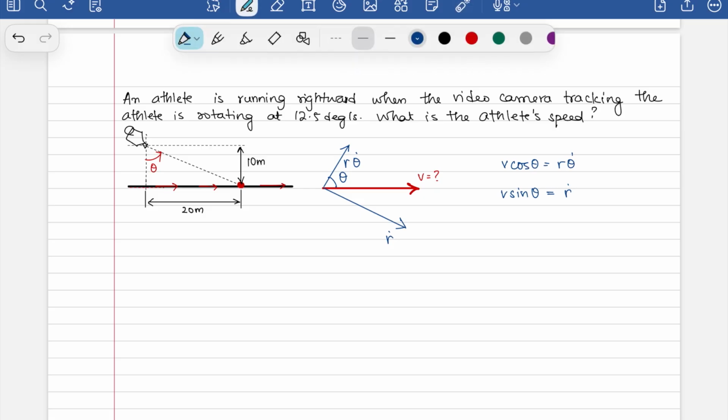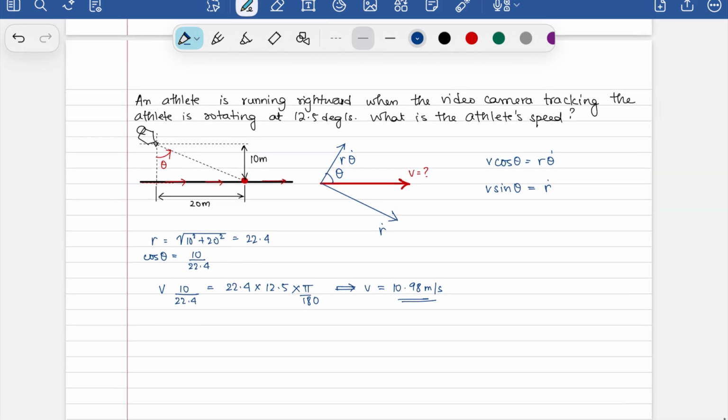So what is R? That is root over 10 squared plus 20 squared, which should give you, I believe, 22.4, giving me also that cos theta is equal to 10 over 22.4. And with that, I can use V cos theta is equal to R theta dot, which is 12.5 times pi over 180, giving me V is equal to 10.98 meters per second.